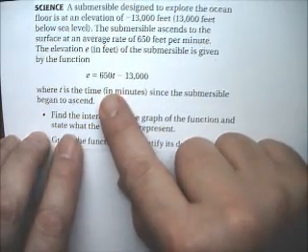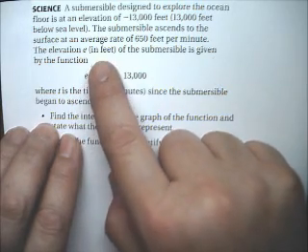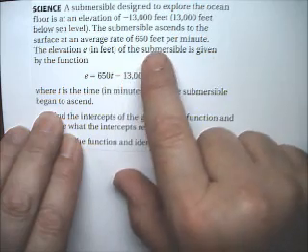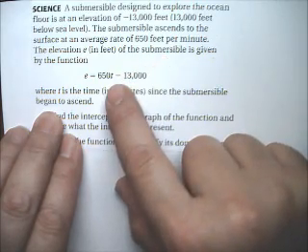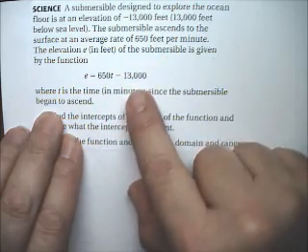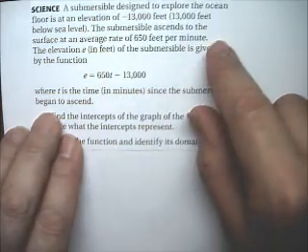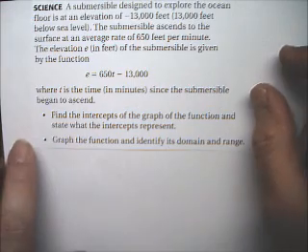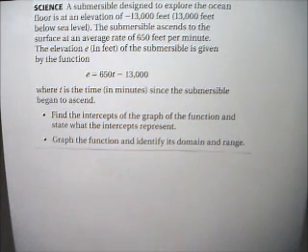And they gave us the equation here. The elevation in feet is equal to 650 times the time, because the time is in minutes, because each minute it's going to go up 650, and the minus 13,000 is where it started. And we have to find the intercepts of the graph.